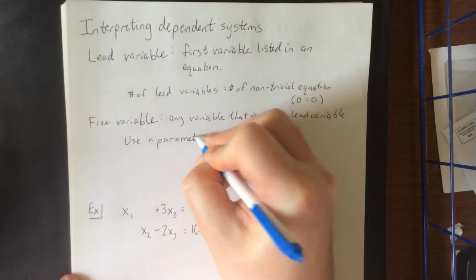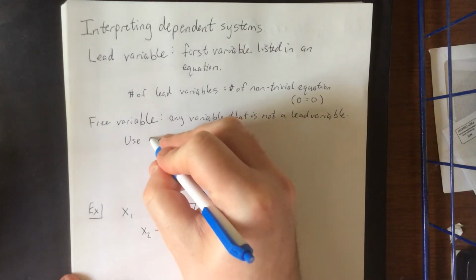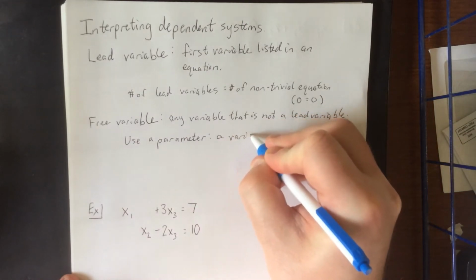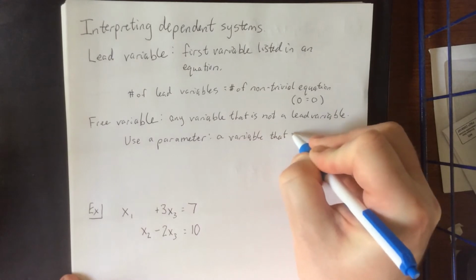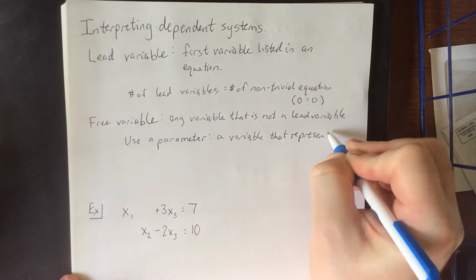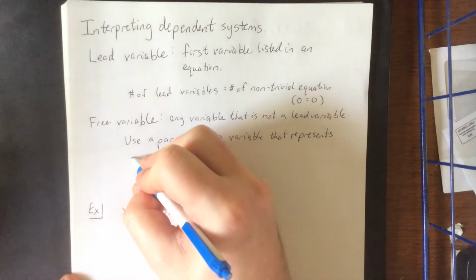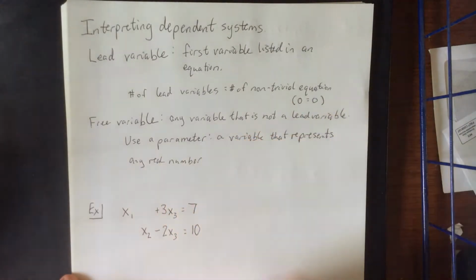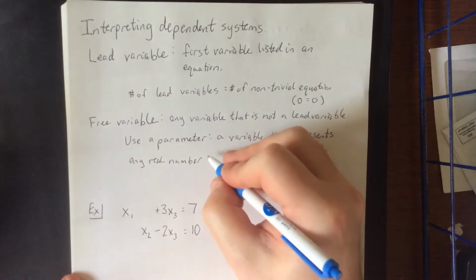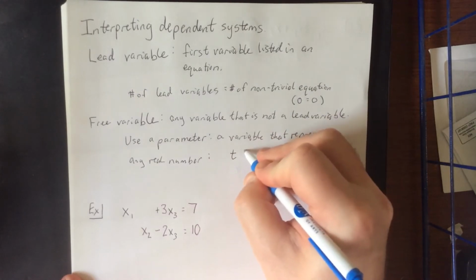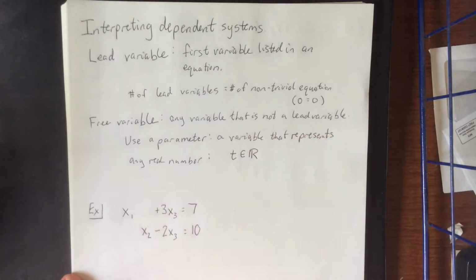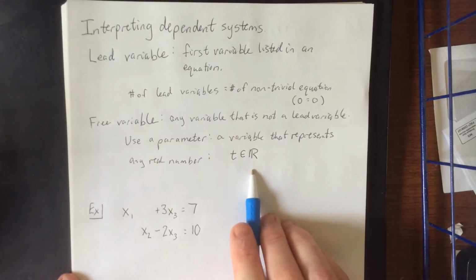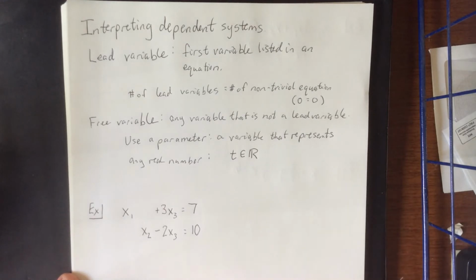So for your free variable or free variables, you are going to use what's known as a parameter. A parameter is a variable that represents any real number. Most frequently, the parameter that we're going to be using is going to be t. So we'll usually see this representation of that parameter: t is an element of the set of all real numbers. This is what this notation means.